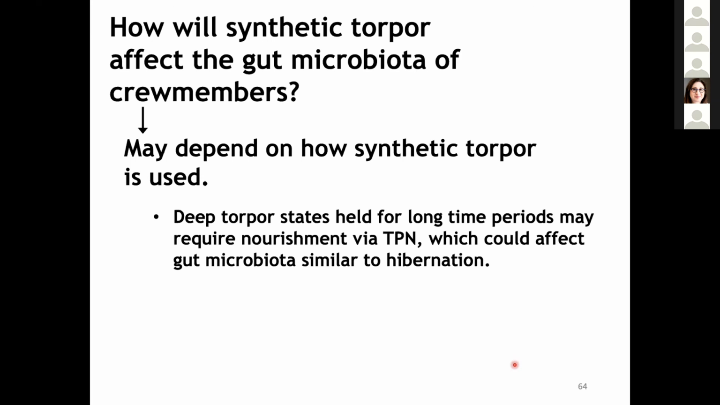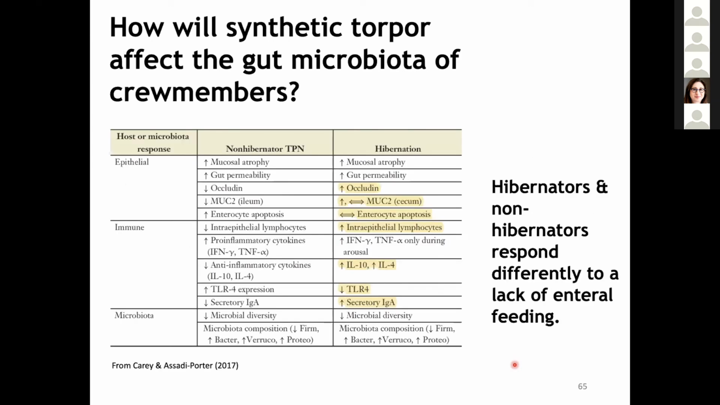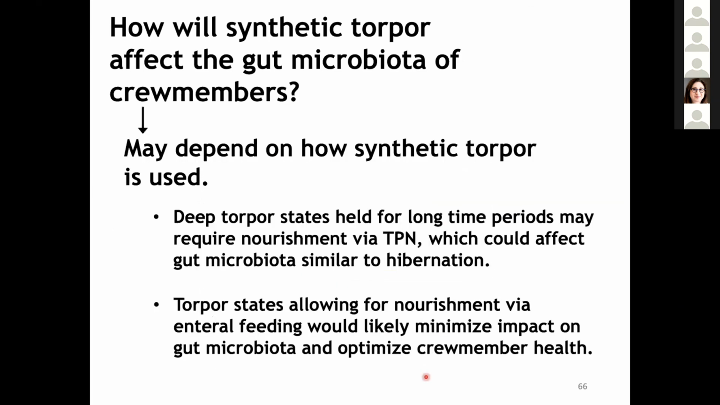Now, the thing is, the hibernators have adapted to these conditions, but humans have not. There are differences in the way humans and hibernators respond to a lack of food flowing through the gut, some of which I've highlighted here on this table from a recent review paper. And suffice it to say, these responses may have negative implications on crew member health, so we may want to avoid them. My best guess, for whatever that's worth, is that we should try to maintain the crew members' gut microbiotas for reasons discussed in Trisha's previous workshop on the gut microbiome, so as to optimize crew member health.